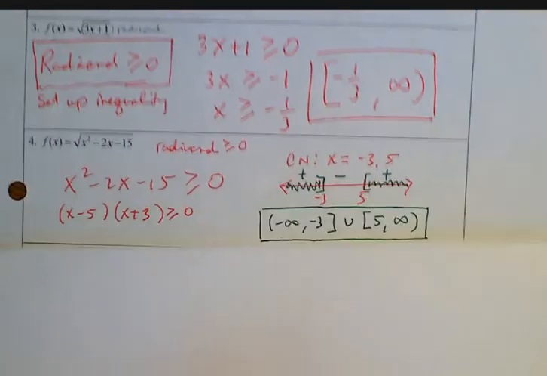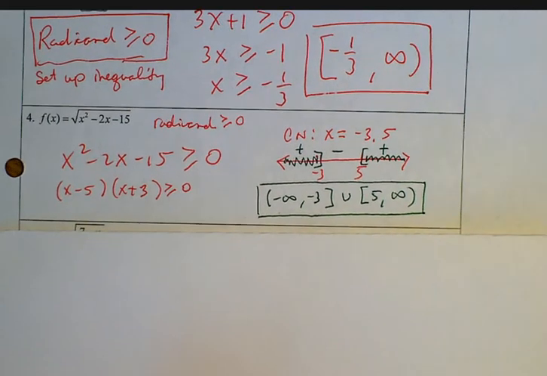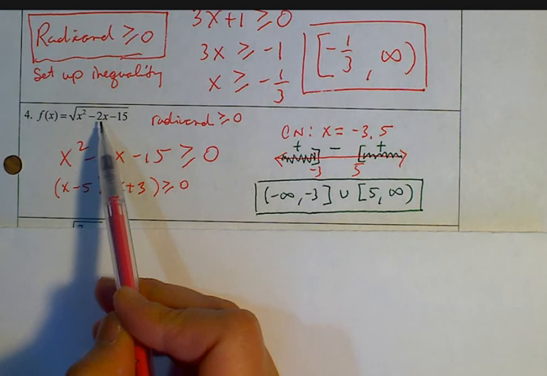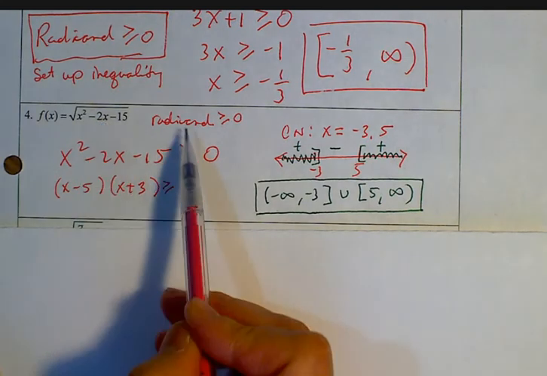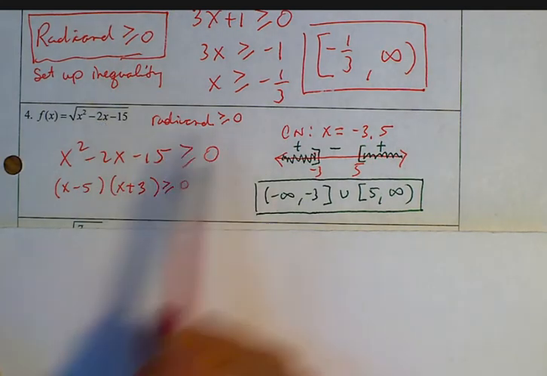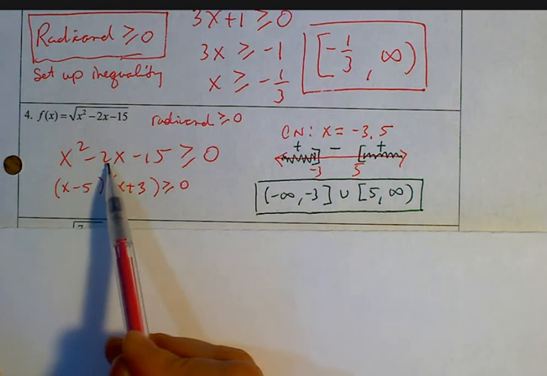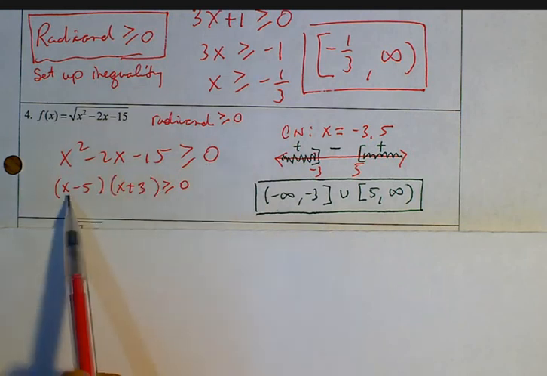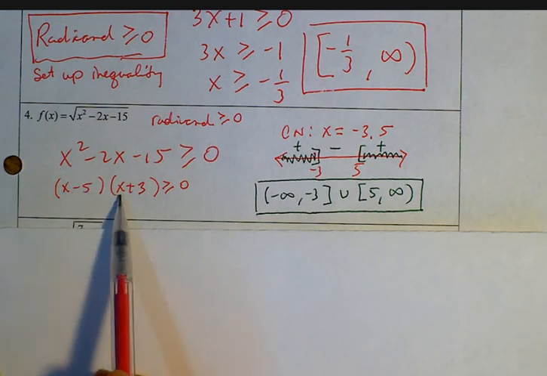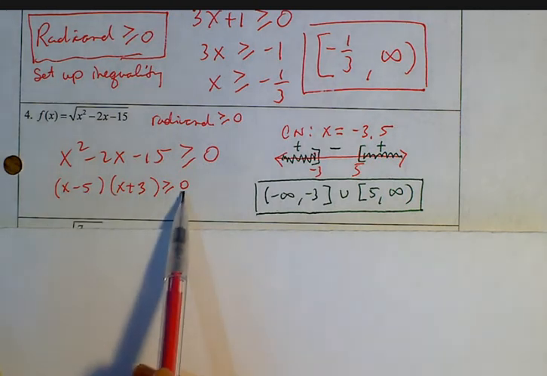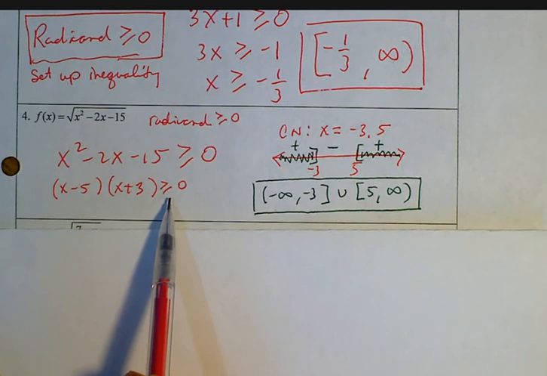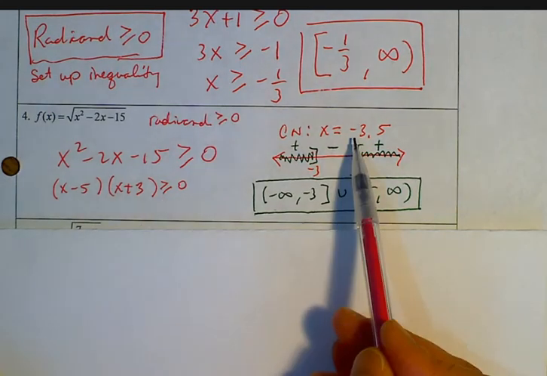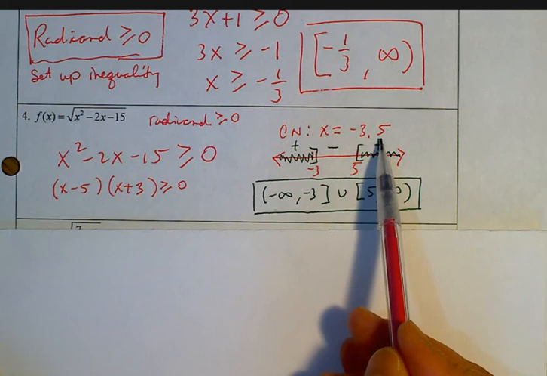For problem number 4, it's similar to problem number 3, except now the radicand is a polynomial. So you set your radicand greater than or equal to 0. You get x squared minus 2x minus 15 is greater than or equal to 0. Then I factor that as x minus 5 times x plus 3 greater than or equal to 0. So it becomes a problem just like we did in the previous two pages, and my critical numbers are -3 and 5.